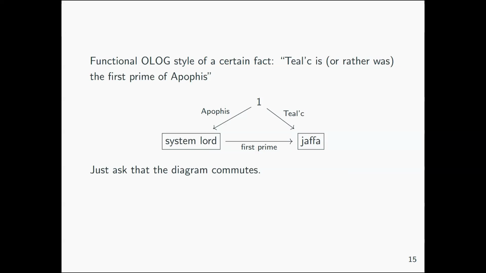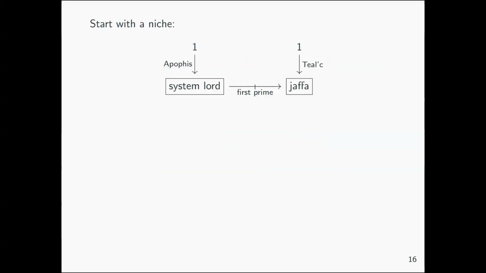But maybe the relationship between system lord and Jaffa of first prime is not necessarily functional, or we don't want to think of it as being functional. Why would we maybe not want to do that? Well, there are certain system lords who've been deposed, and maybe they've lost all their Jaffa armies, and so they wouldn't have a first prime at that point. Maybe a Jaffa had served more than one system lord as first prime. Maybe the system lord still has all his armies, but he's between first primes. Maybe he's had multiple first primes. Well, let's stipulate that instead we're interested in the relation first prime. But we still have these individuals that we want to talk about. Well, the individuals are the functions and the relations are the relations.